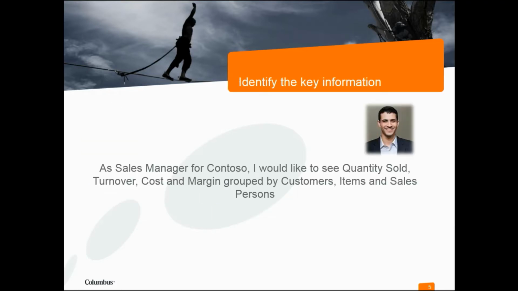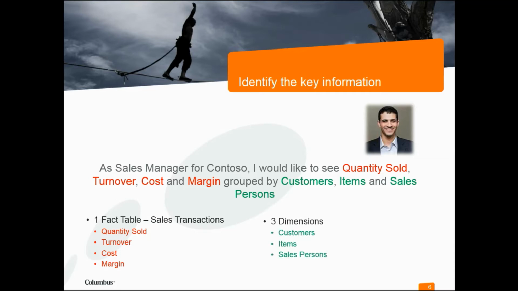So Bill takes that user story and starts to analyse the types of data that are within it and how he can get them and how he's going to present them to the user. So initially he identifies that there are two types of information in here. There are some numerical values that Sarah wants to be able to report on and some things that Sarah wants to be able to slice and dice by. So he quickly identifies that all of these numerical values are based on sales transactions and identifies that the measures within those sales transactions are going to be quantity sold, turnover, cost and margin, and that the slicing and dicing information, the dimensions that we want to be able to manipulate, are customers, items and salespeople.